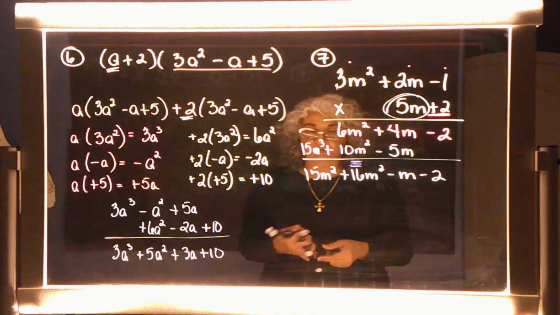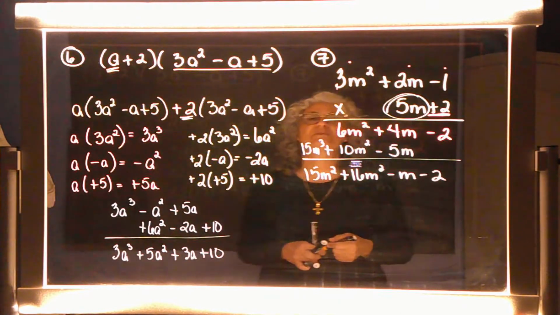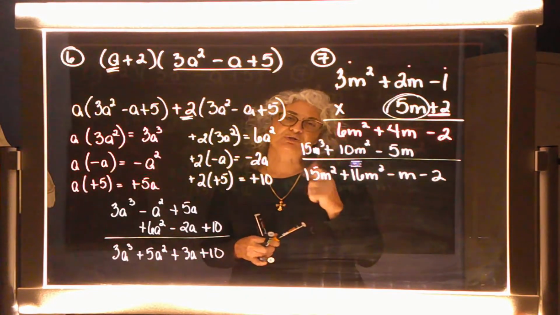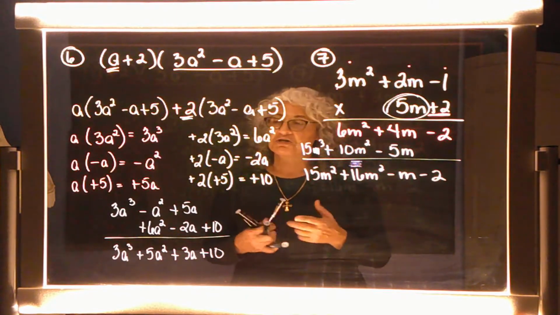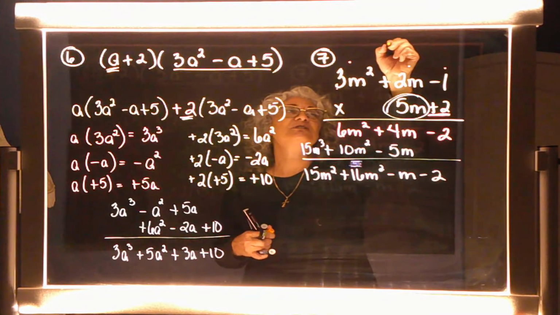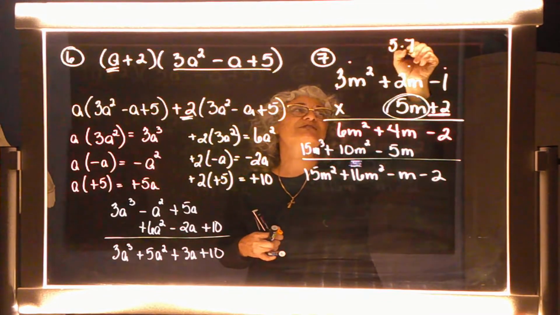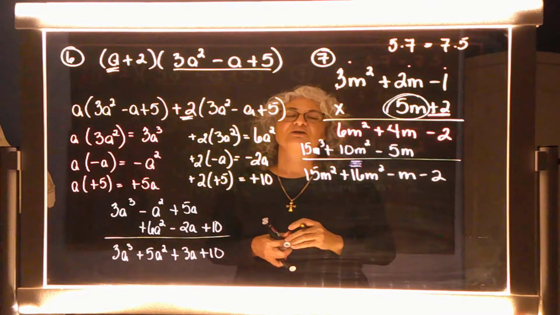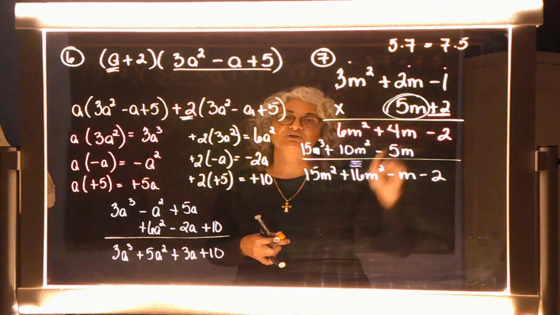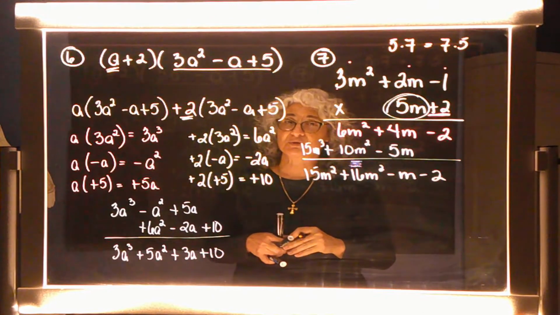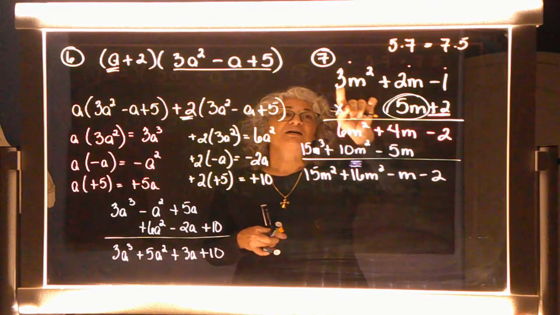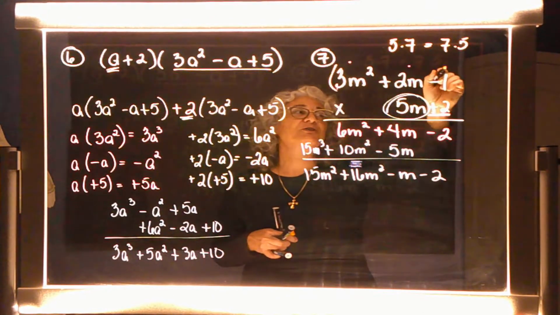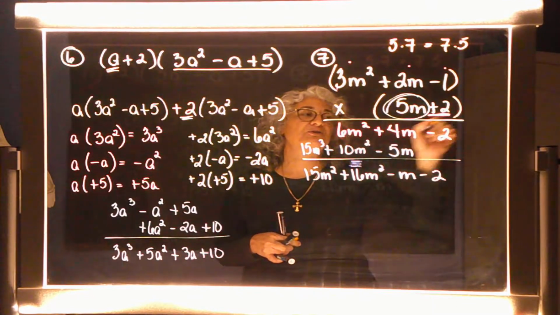Let me ask you a question before I write down, here you go. Does it matter the order in which you multiply things? No. If I do 5 times 7, it's the same as 7 times 5, isn't it? Okay, so when I multiply polynomials, it doesn't matter the order in which I multiply them. This first polynomial is 3 terms. The second one is 2 terms.